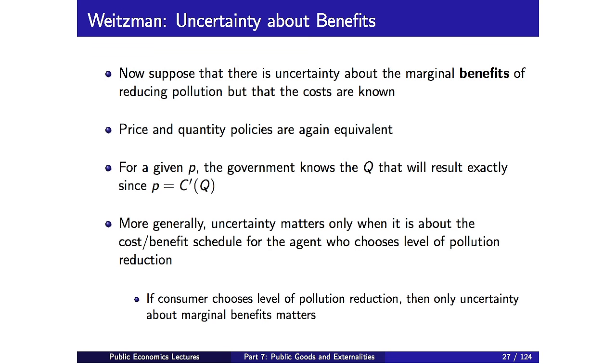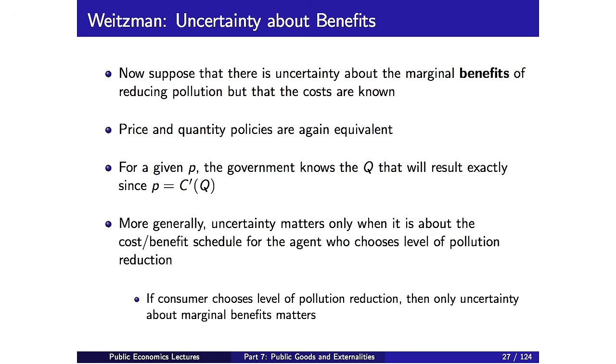Okay, so suppose now there's uncertainty about the marginal benefit of reducing pollution, but that the cost is known. So flip it around. We were talking about applications where we don't know how costly it is for GM to reduce pollution, but we do know the benefits of reducing pollution. In practice, it might actually be the reverse. There's a lot of debate about the benefits of reducing emissions, and maybe we have some sense of the costs.